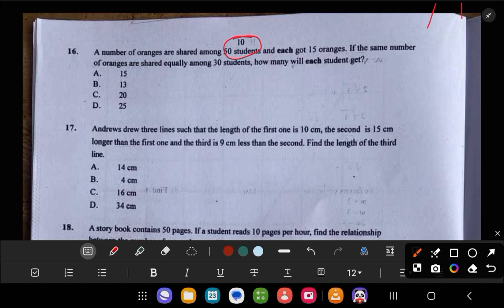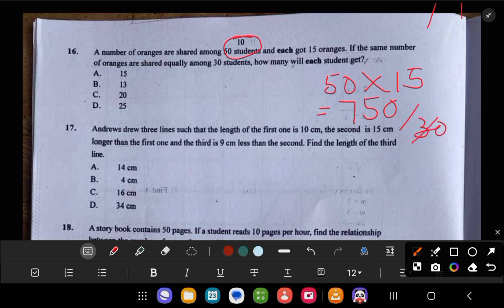And we see with maths, when you are solving questions, you want to finish faster. Because even though you have the idea, you also have to have in mind that you are dealing with time. 50 multiplied by 15. Now, when you do it very well, you're going to have 750 oranges. Now, you need to share equally among 30 students, so it means you are going to divide by 30. So 30 into 750 will give you 25. So our answer is D.